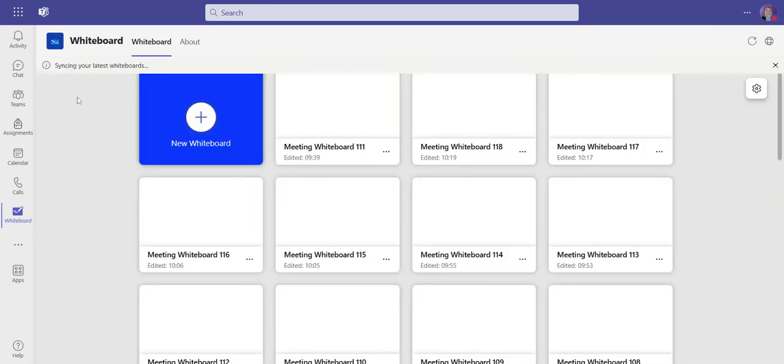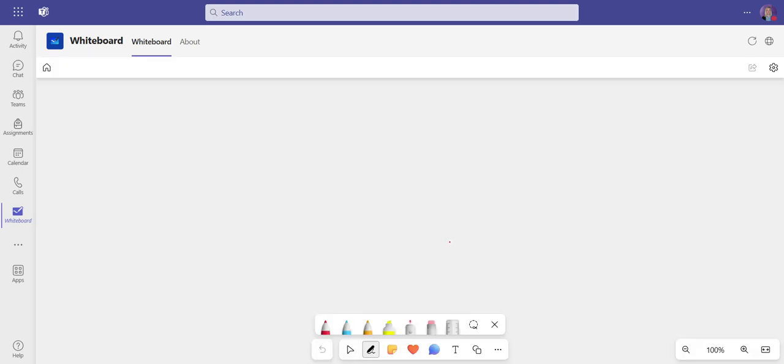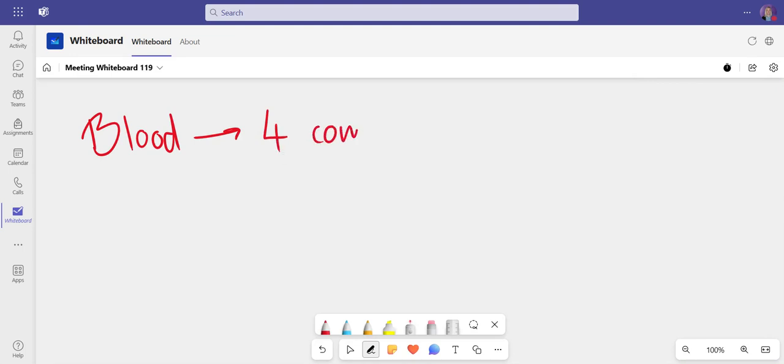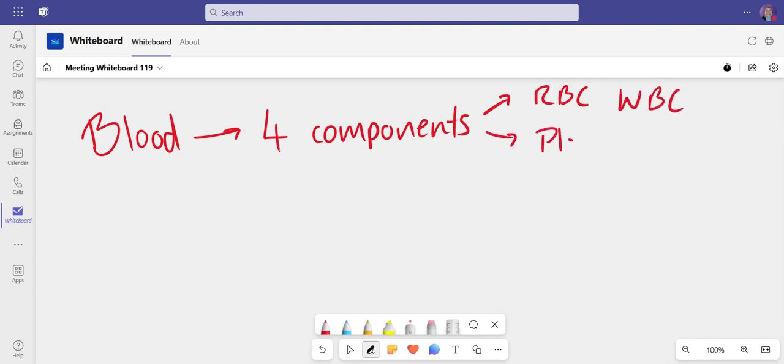So let's just make sure we've got our key things straight. So we need to know about blood. And for blood, we need to know the 4 components: red blood cells, white blood cells, platelets, and plasma. Then we need to know about tissue fluid, that's our second liquid.